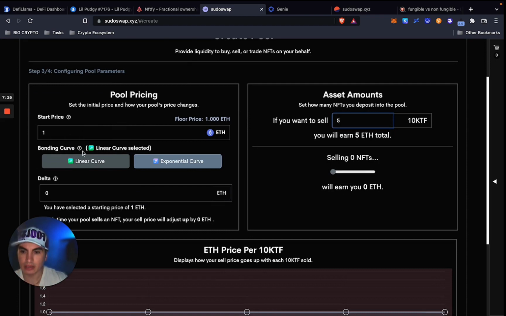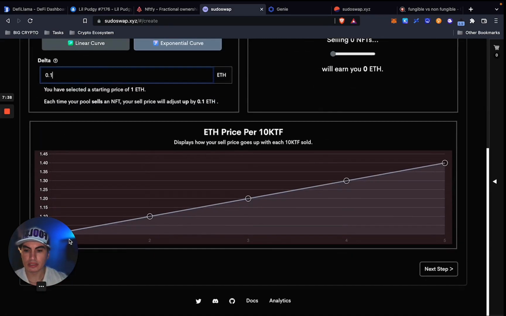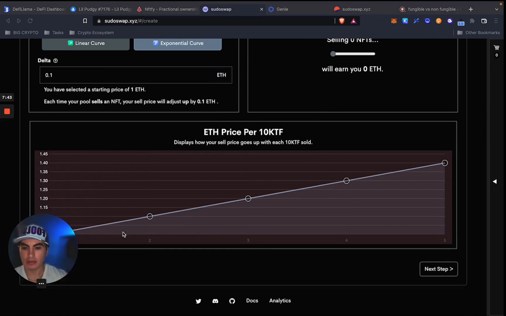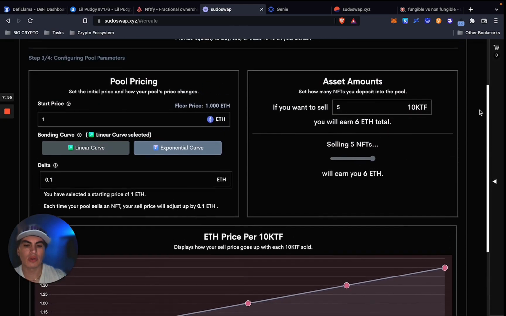But on the opposite side here, again, here's the delta, or here's the linear, right? Let's say each time you sell one, the price goes up by 0.1. And here, as you can see, the first one that you sold will be at 1 ETH, then following that 1.1 and 1.2, 1.3, 1.4. So that means that if you sold 5 of them, you will essentially earn 6 ETH, which is 1 ETH more than what you would have earned if you just sold 5 on OpenSea for 1 ETH.